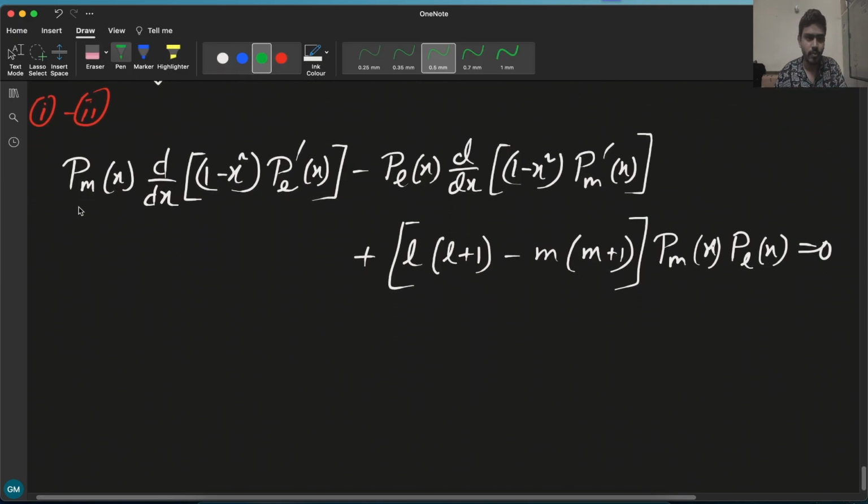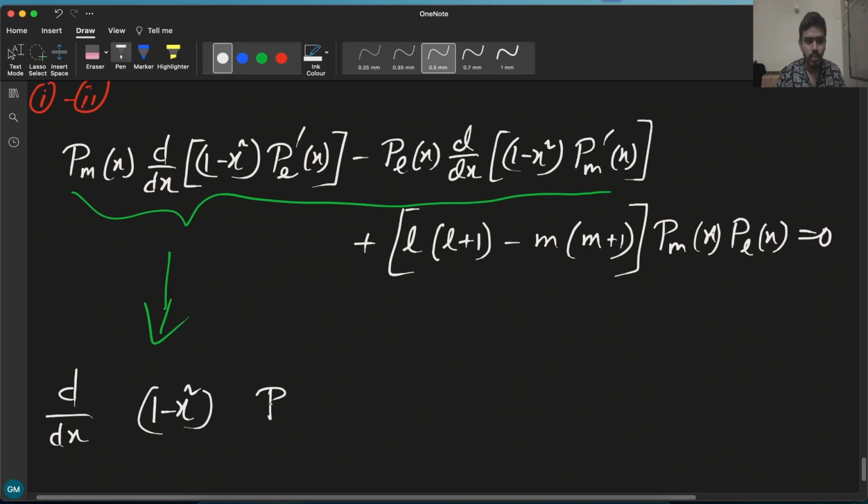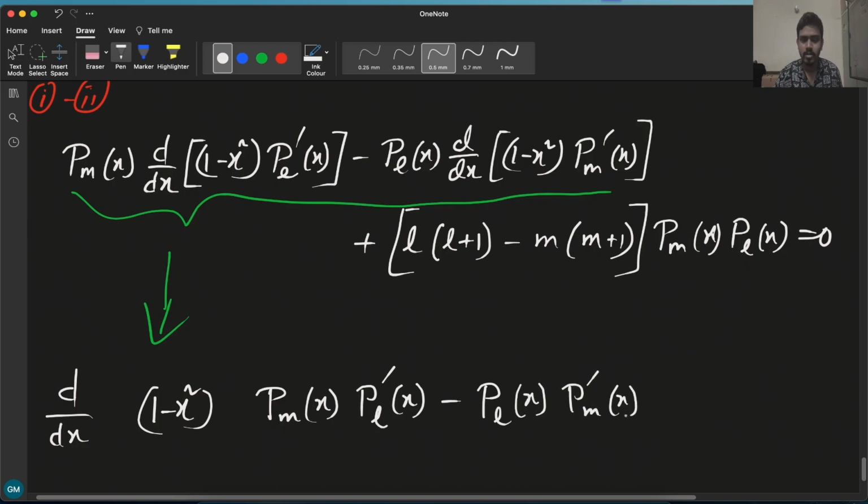Now this term can be written as d/dx of (1 minus x squared) times [P_m(x) P_l dash(x) minus P_l(x) P_m dash(x)].